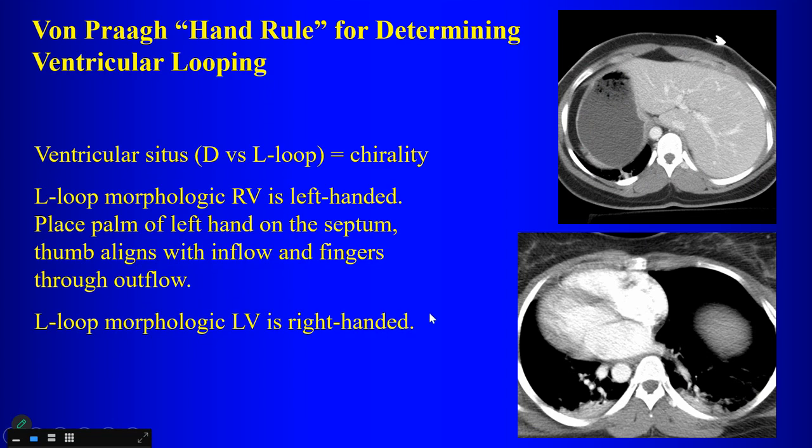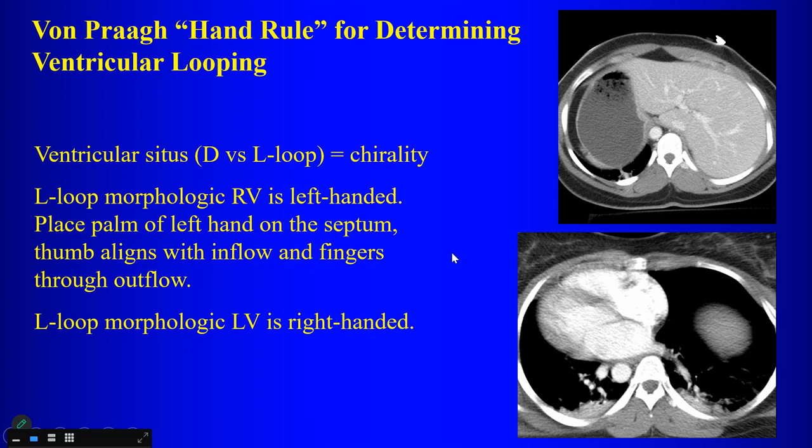So this heart forms from an L loop. It's a patient with situs inversus totalis. The L-loop right ventricle is left-handed. If we went through the same exercise, putting my palm on the septum and my thumb aligning with the inflow of this ventricle, with my fingers going through the pulmonary artery or whatever the outflow is on the other side, I can only do that with my left hand. So that tells me this is an L-loop heart. These ventricles form from an L loop.